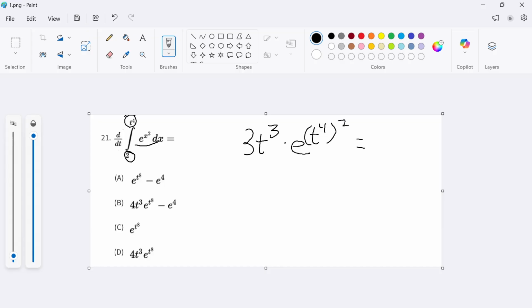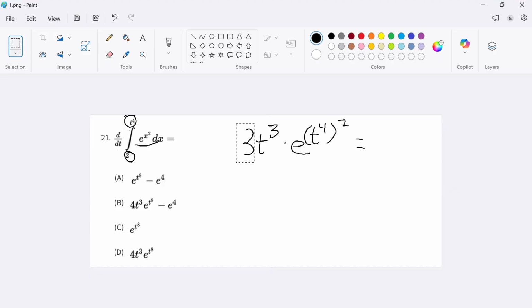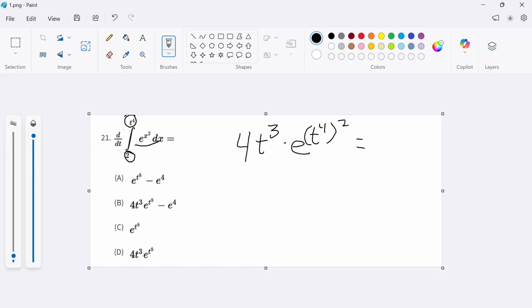squared. So this is, oh, I did it again. The derivative of t to the fourth is 4 times t to the third, not 3 times t to the third. You bring the original exponent to the front. Why didn't someone correct me on that? Well, e to the (t to the fourth) squared is e to the t to the eighth, so 4t cubed times e to the t to the eighth power, which is D.